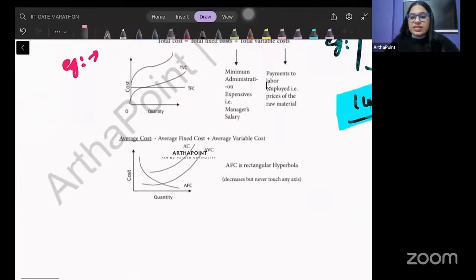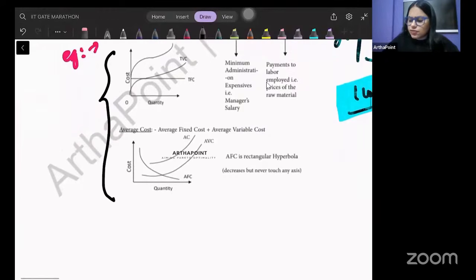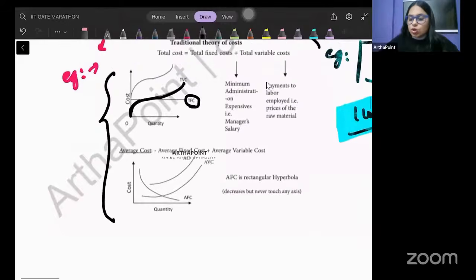Okay. Then these are the curves that we should be well aware of. So your total fixed cost is constant. Total variable cost is first increasing at increasing rate, then at decreasing rate. Total cost is increasing at increasing rate, then at decreasing rate. In दोनों decreasing rate, then at increasing rate. इन दोनों के बीच का जो gap है, that is total fixed cost, right?